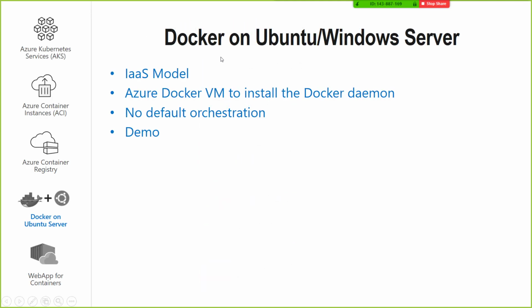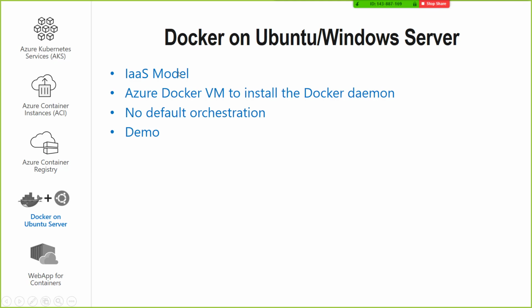So number one, Docker on Ubuntu Windows Server. This is exactly the one that I demoed to you earlier. This is an infrastructure as a service model. Oh, sorry, by the way, this is wrong. I need to modify this. I need to cancel the Windows Server. It's Docker on Ubuntu Server. So cancel the Windows Server part, please. Just ignore that as if it does not exist. You did not see that. So Docker on Ubuntu Server.